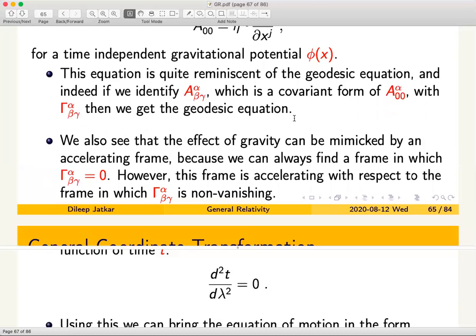Okay, which is quite different from what would have happened, say, in the case of Lorentz force, where no matter what frame you choose, you would always see the Lorentz force acting on the charged particle.